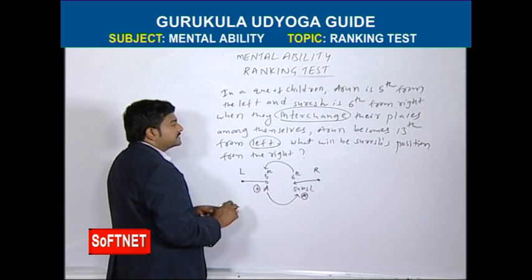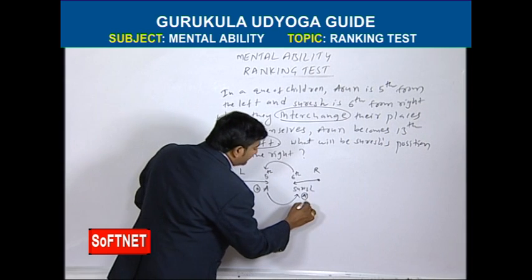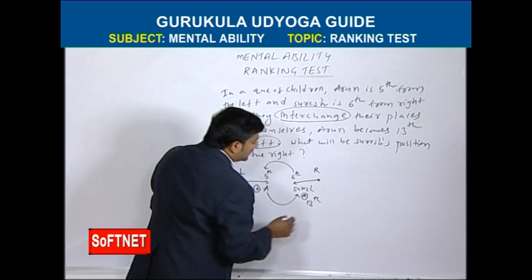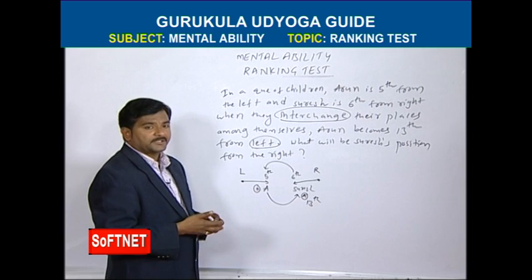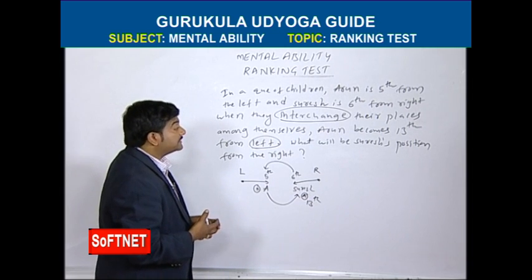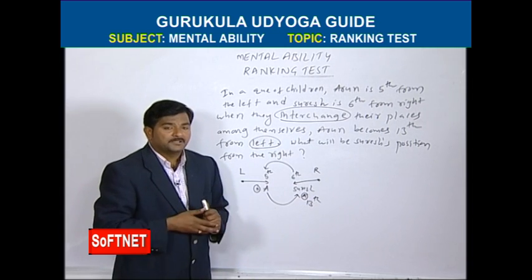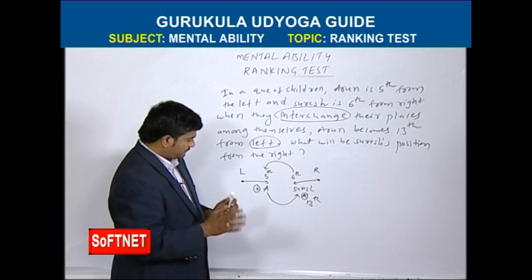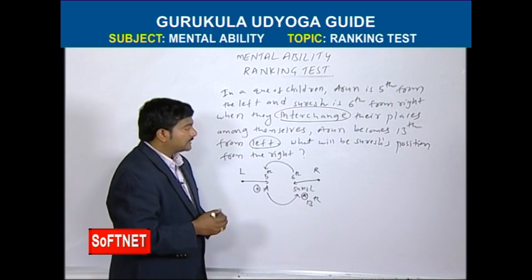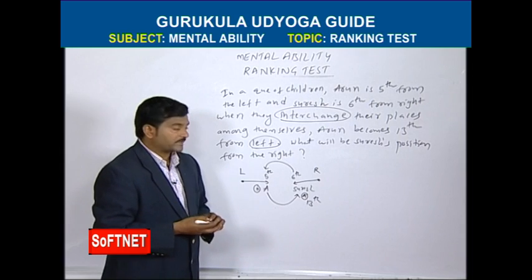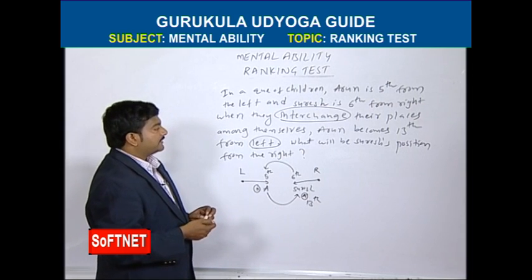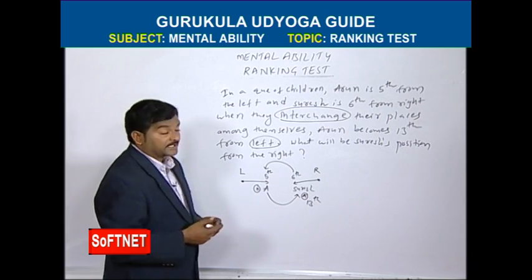After this interchange, Arun becomes 13th from left. Okay, it's a very interesting concept. What will be Suresh's position from the right? I don't want to find out the total number. He asked to find out what will be Suresh's position from the right.